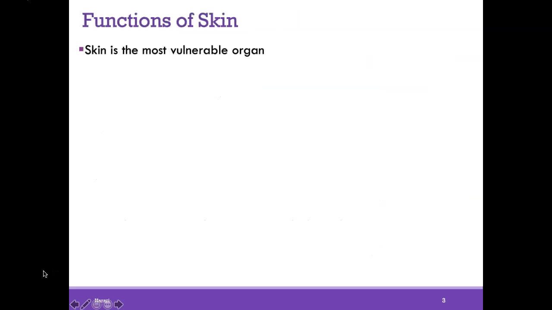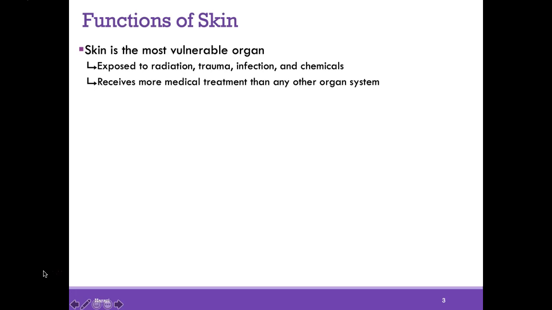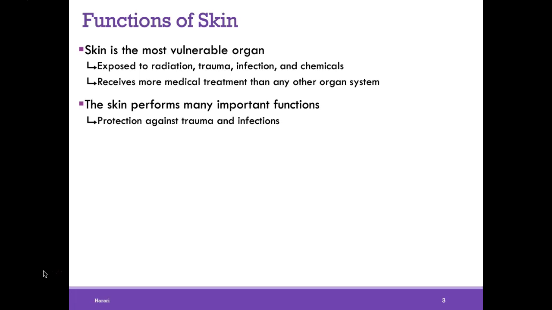There are many, many functions of skin. And because skin is so vulnerable, it needs to be very, very resistant. Skin is always exposed to radiation and trauma, infection, chemicals from the environment. So it's no surprise that the skin must receive more medical treatment than any other organ system. The skin performs many important functions. First, it protects us against trauma and infections, right?